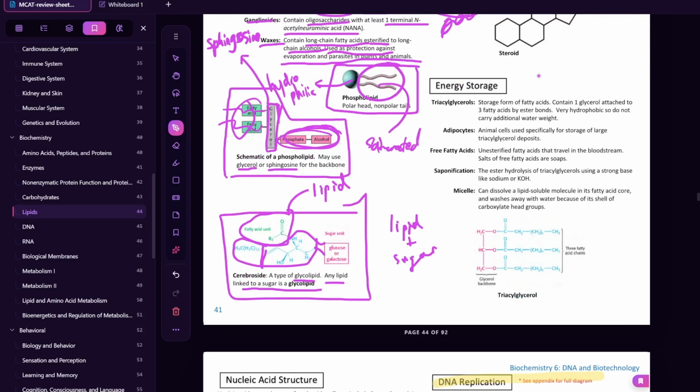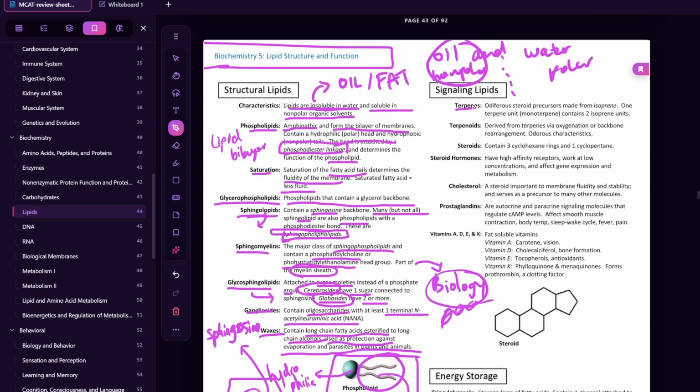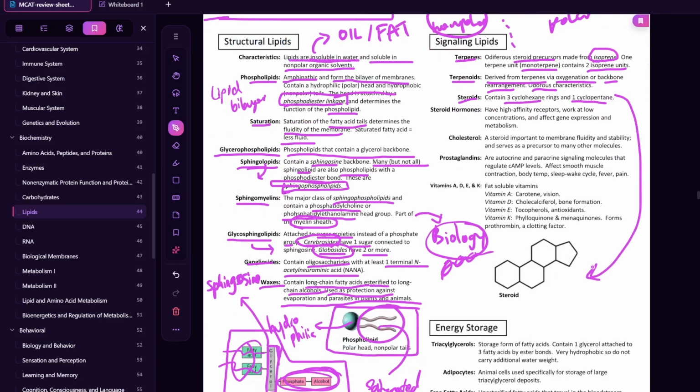Okay, now we can go on to signaling lipids. So terpenes are steroid precursors made from isoprene. One terpene is called a monoterpene and contains 2 isoprene units. Terpenoids are derived from terpenes via oxygenation or backbone rearrangement, and they're odorous. Steroids contain 3 cyclohexane and 1 cyclopentane ring. So this is what the steroid looks like.